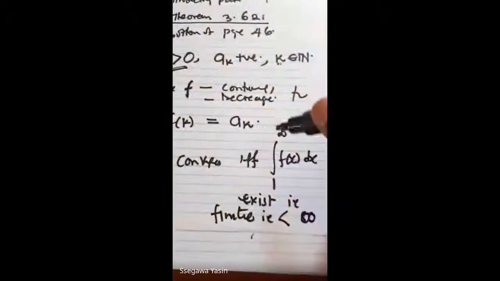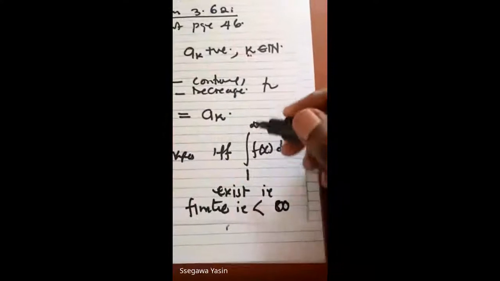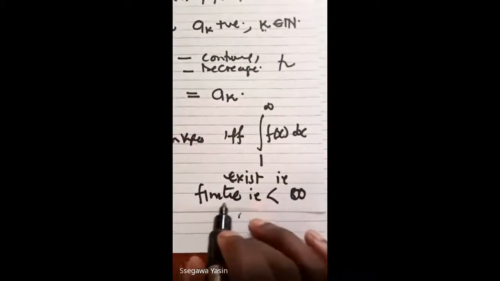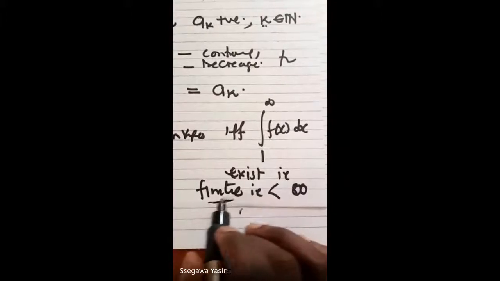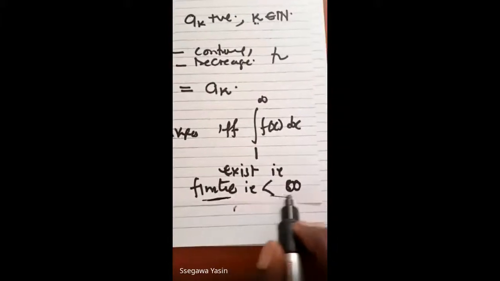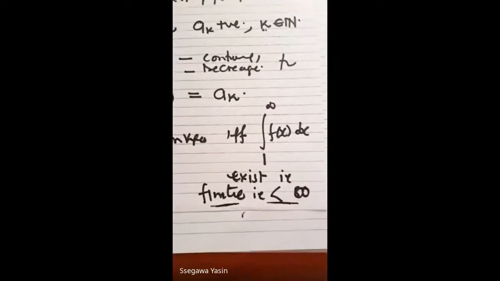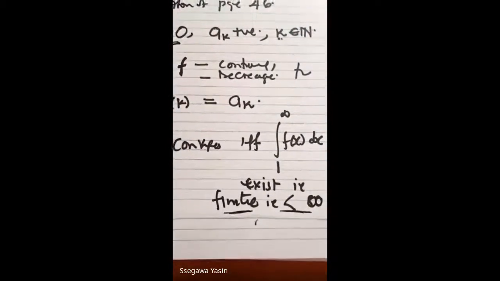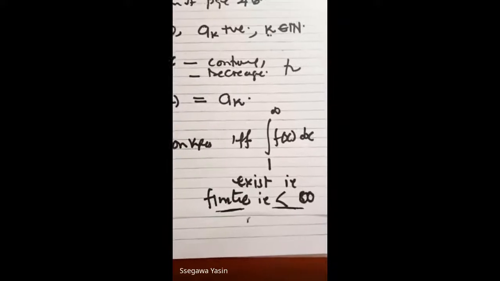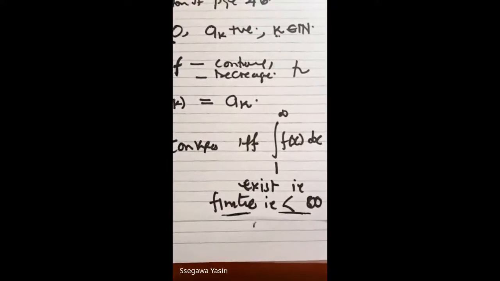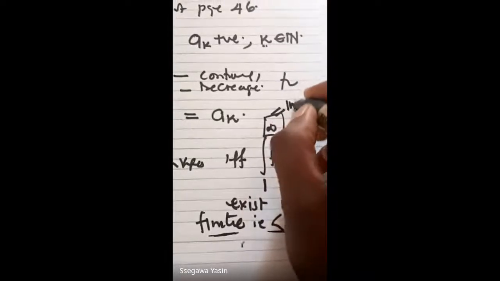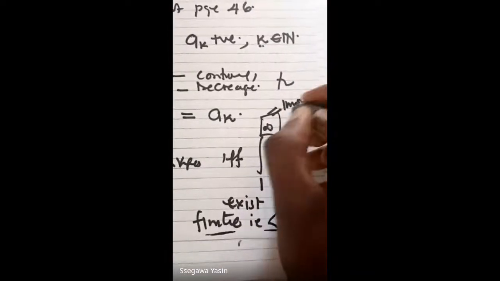So what does it mean? Sometimes instead of saying that it exists, they will say that it is finite. Sometimes instead of saying that it is finite, they will tell you that it is less than infinity. So those are the things which will happen. And the integration, remember we are dealing with improper integrals. Mentioning this is enough to know that we are dealing with improper integrals.